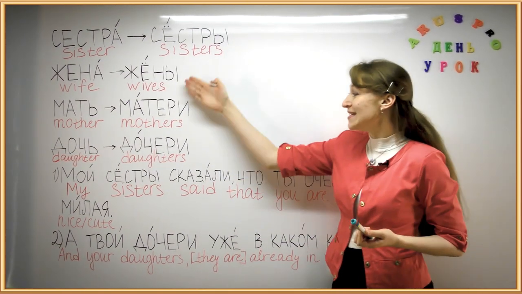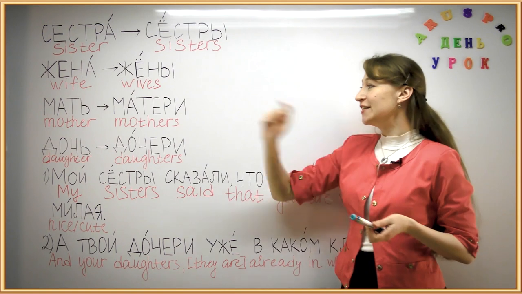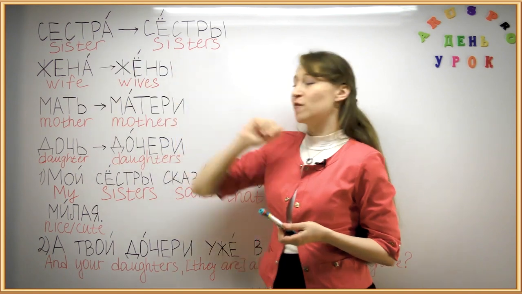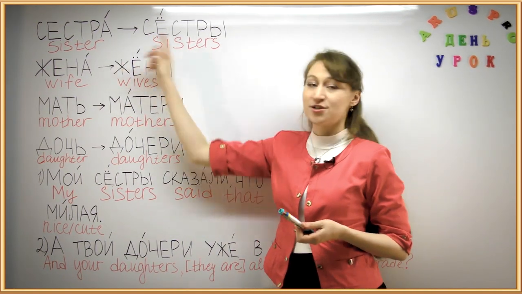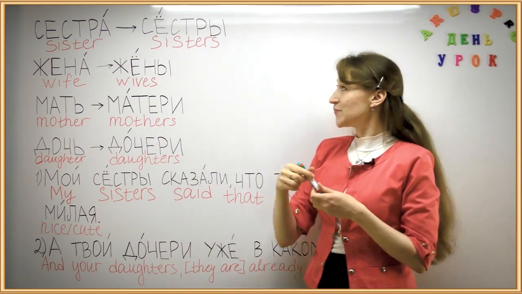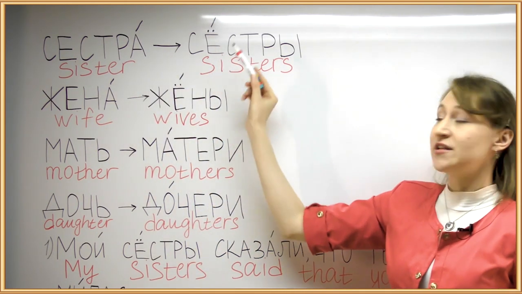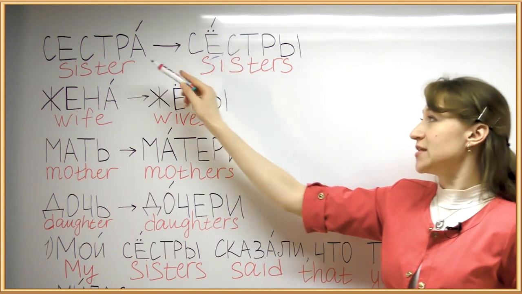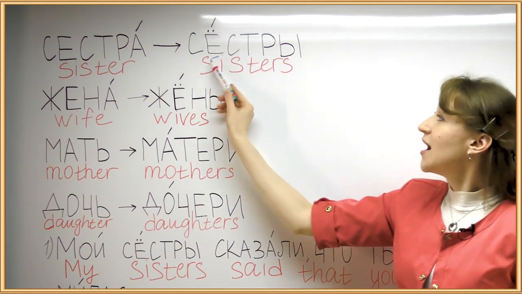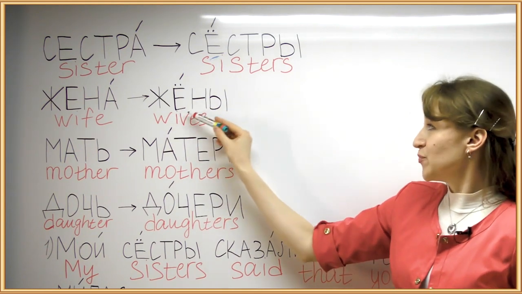And as you can see, the plural forms look pretty regular. So they have ы or и endings. But some changes happen in the stem of the word. So either the emphasis shifts or some syllables are added. So let's read these words. Сестра, сёстры. And here we have the letter ё. Сёстры. So the emphasis shifts from the ending to the root of the word. Сёстры. Жена, жёны. Same principle.